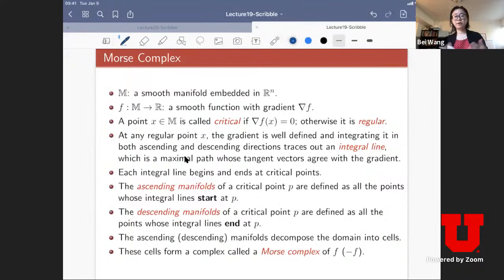So I have a domain, which is a smooth manifold, and I have a function defined on it, my function f. Now I have a scalar function, a real-valued function defined on this manifold, and it has a particular gradient. This is my notation for the gradient. If you recall, a point is called critical if it has zero gradient, otherwise it is regular. So in 2D, the critical points are the local maximum, if you remember for a two-manifold, this is a local maximum. And this is a local minimum.